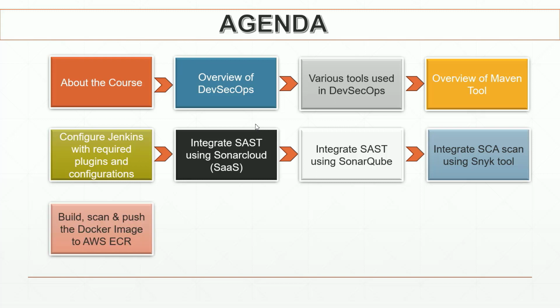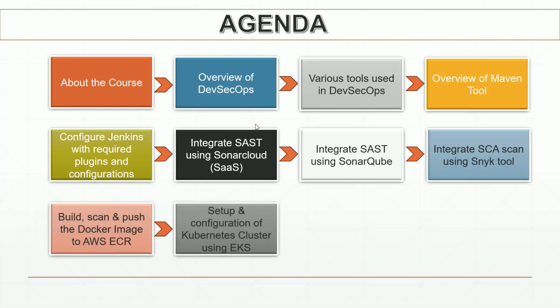The next is we are going to build, scan and push the Docker image of your application to AWS ECR, and here I am going to perform each and everything via Jenkins Pipeline.